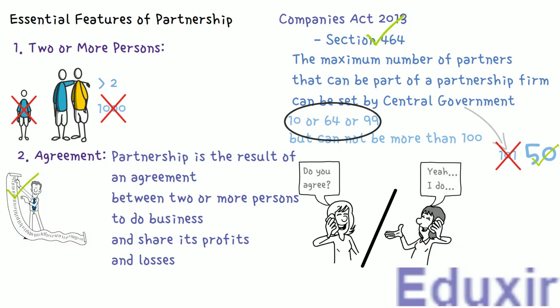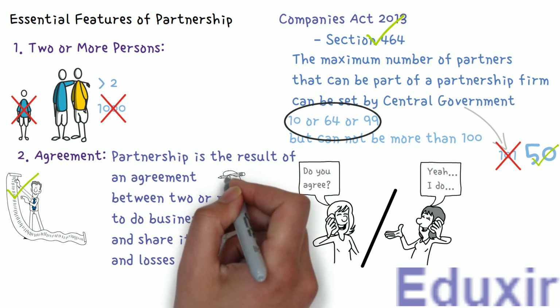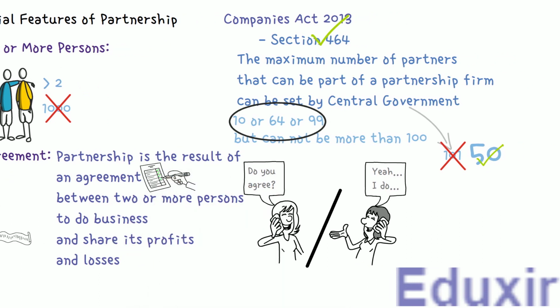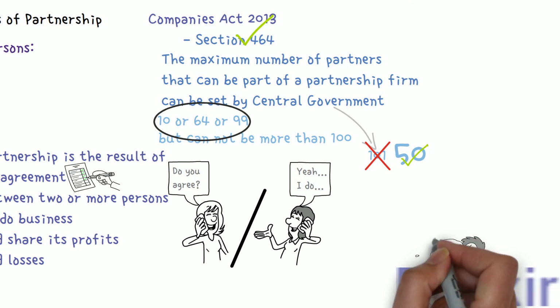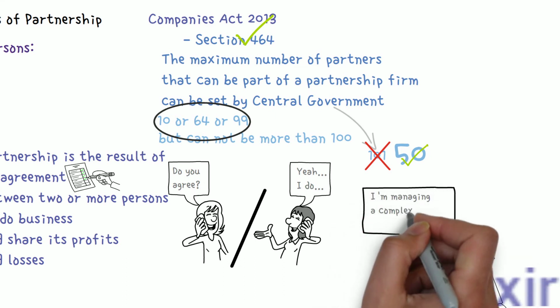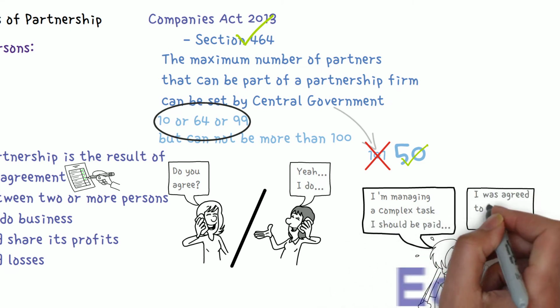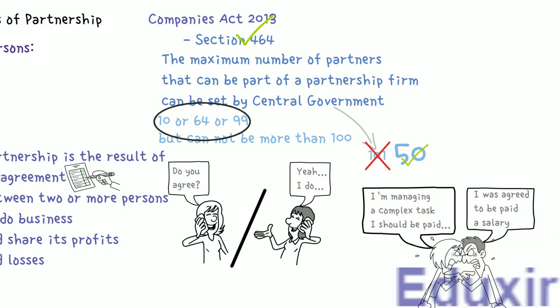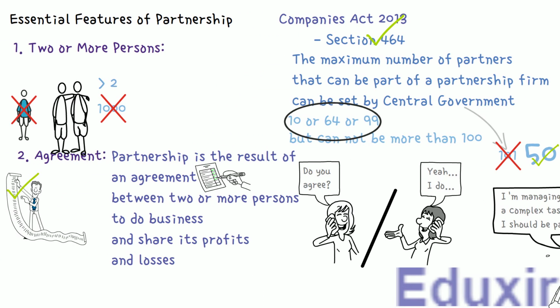As we have discussed earlier, if there is any dispute or they disagree about something, they can go back and refer to the agreement and avoid such disputes. Otherwise, one partner will say that I am managing a complex task, I should be paid. Another partner might say that I was agreed to be paid a salary. To avoid all these disagreements, we should have an agreement made. They can then bring that agreement and refer to it. Oh yeah, this is what we have agreed.